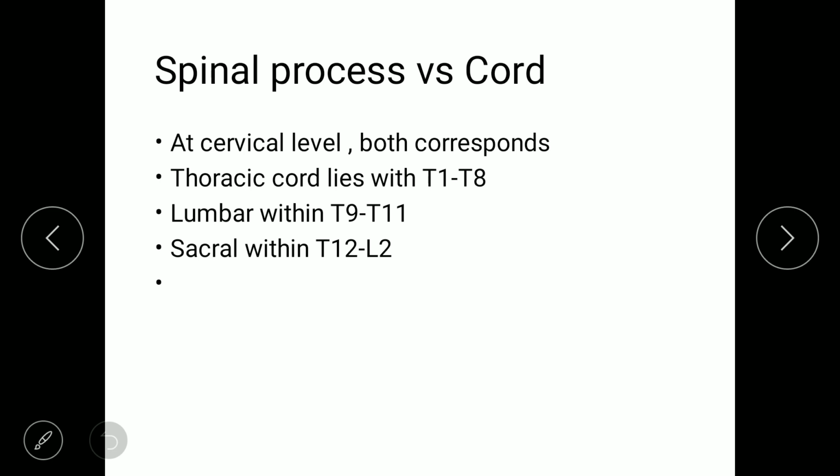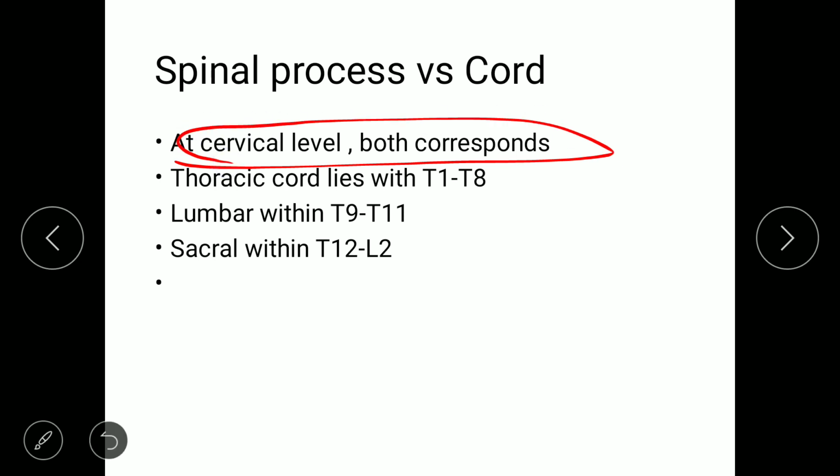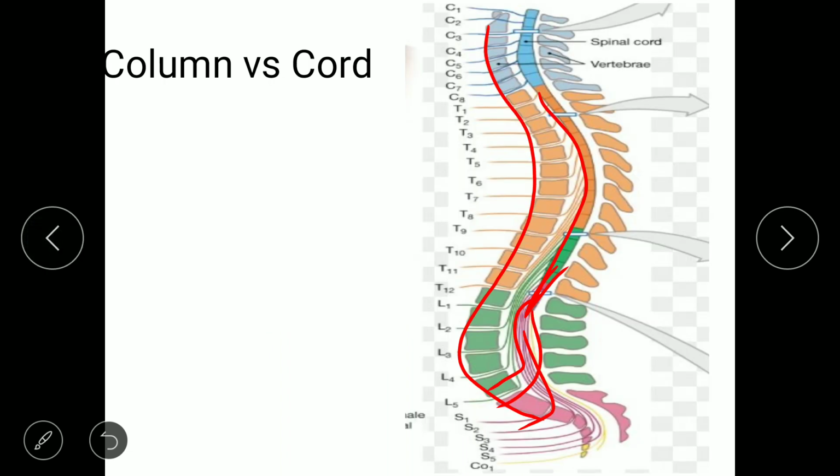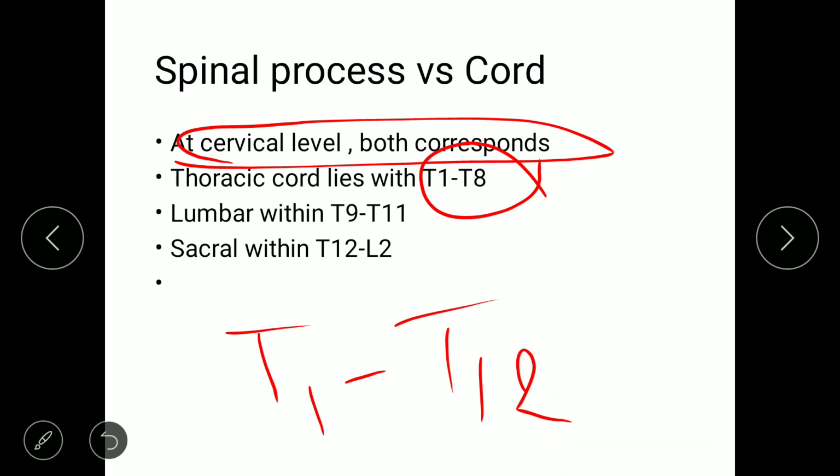So, coming to the relationship between the vertebral bodies and the cord. At the cervical level, both correspond. That is, the C1 segment of the spinal cord corresponds to the vertebral body of C1. Whereas the thoracic part, that is T1 to T12 segments, lies within T1 to T8 of the vertebral bodies. So up to T8, you can see in this picture, your thoracic part almost ends. And the lumbar part lies between T9, T10 and T11, and the sacral part lies between T12, L1 and L2.